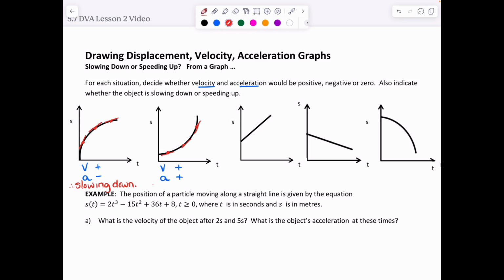Both are the same, so that would mean speeding up.